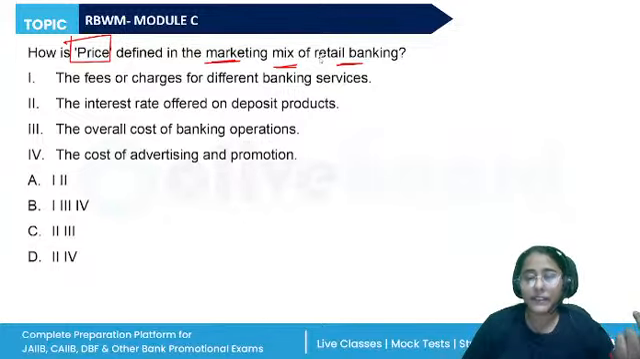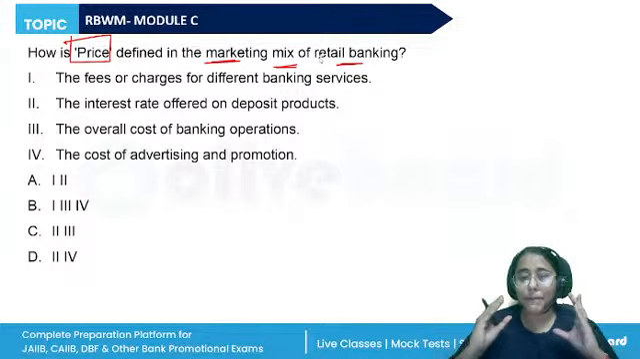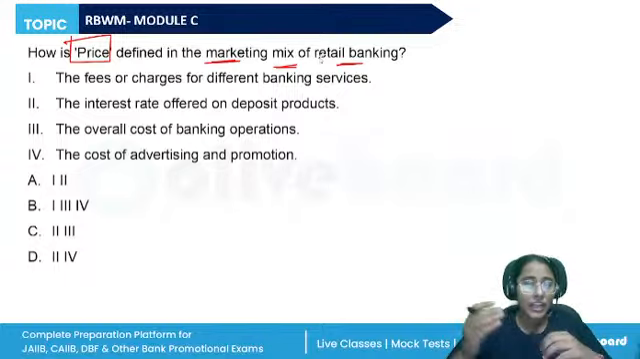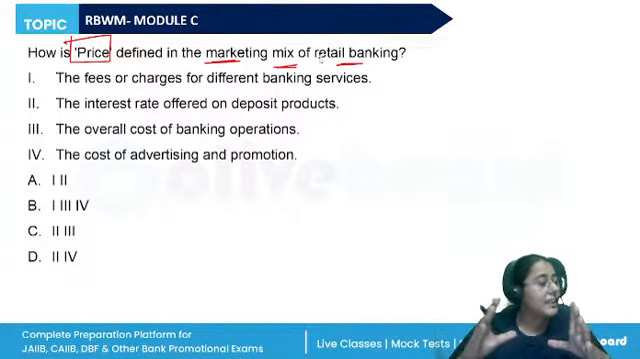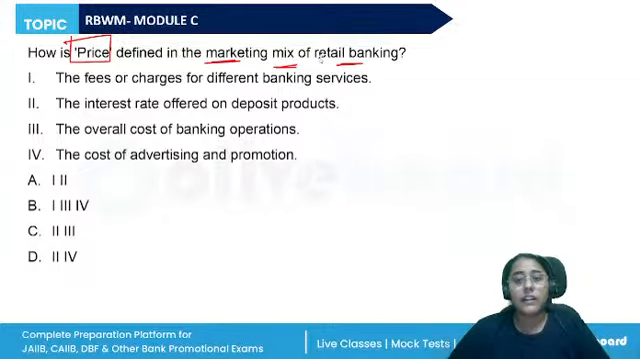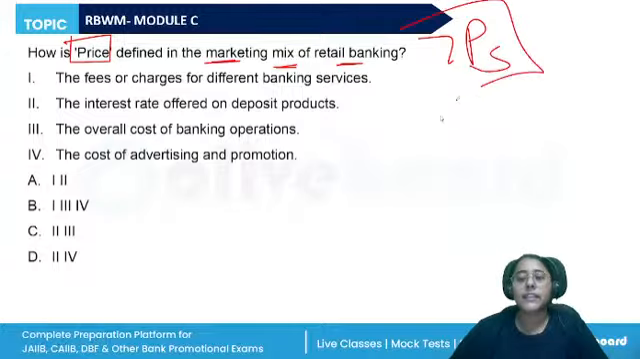What is marketing mix? It refers to different ingredients that would offer the best services to the customers so that they continuously consume these services and they are satisfied. Service, delivery level, the product, its features, everything should be adequate. So there are seven P's in the marketing mix: the product, price, promotion, place, people, process, and physical evidence. You need to tell me, how is price defined in the marketing mix of retail banking?